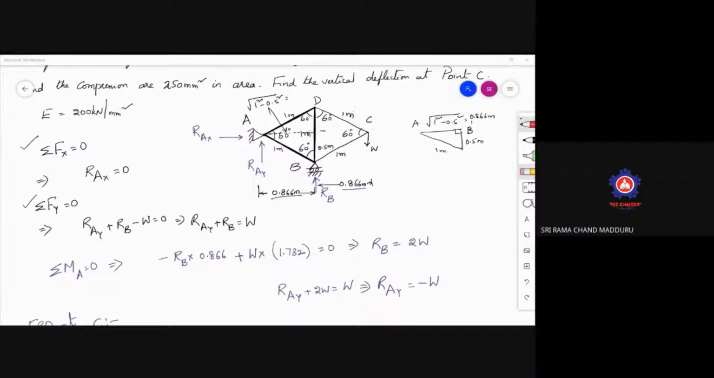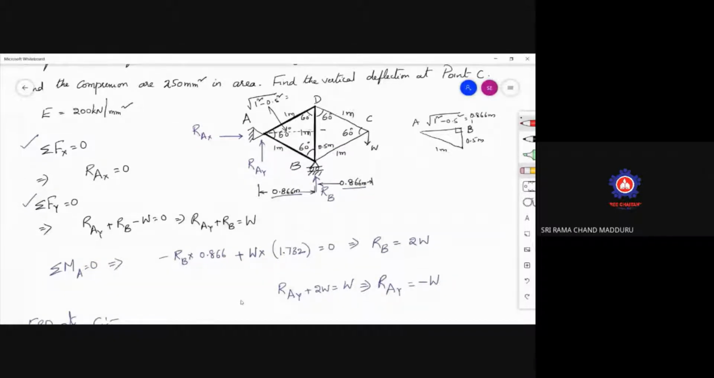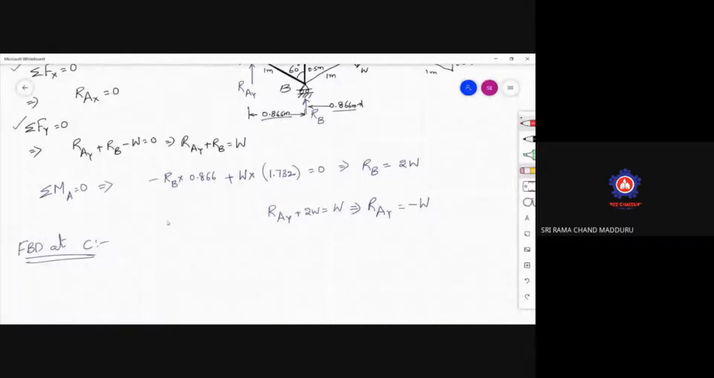So now here, drawing the free body diagram at each joint. Now coming to the joint here, this is C. Downward force W is acting here. This is force in CD. This is force in BC.